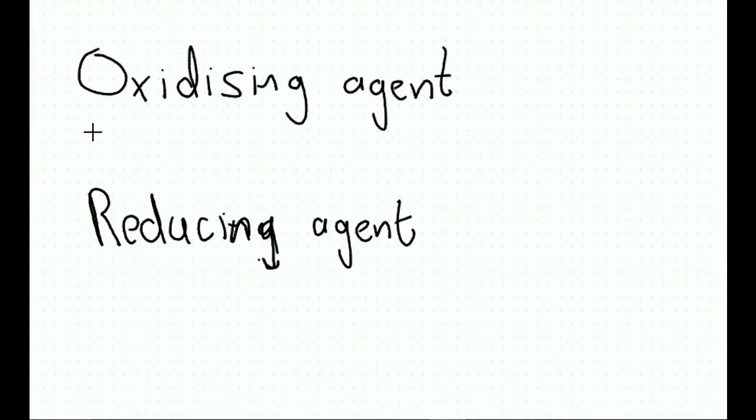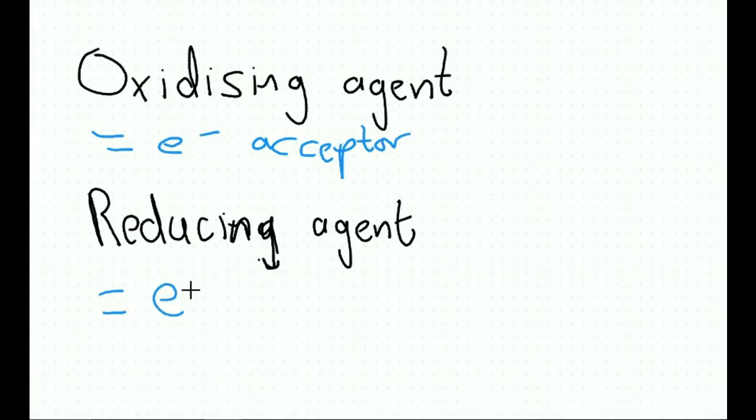Okay, so oxidation and reduction refer to the reaction itself, but you may also have heard of the terms oxidizing and reducing agents. An oxidizing agent gains electrons, so is reduced. It's known as an electron acceptor. A reducing agent loses electrons and is oxidized and is known as an electron donor.